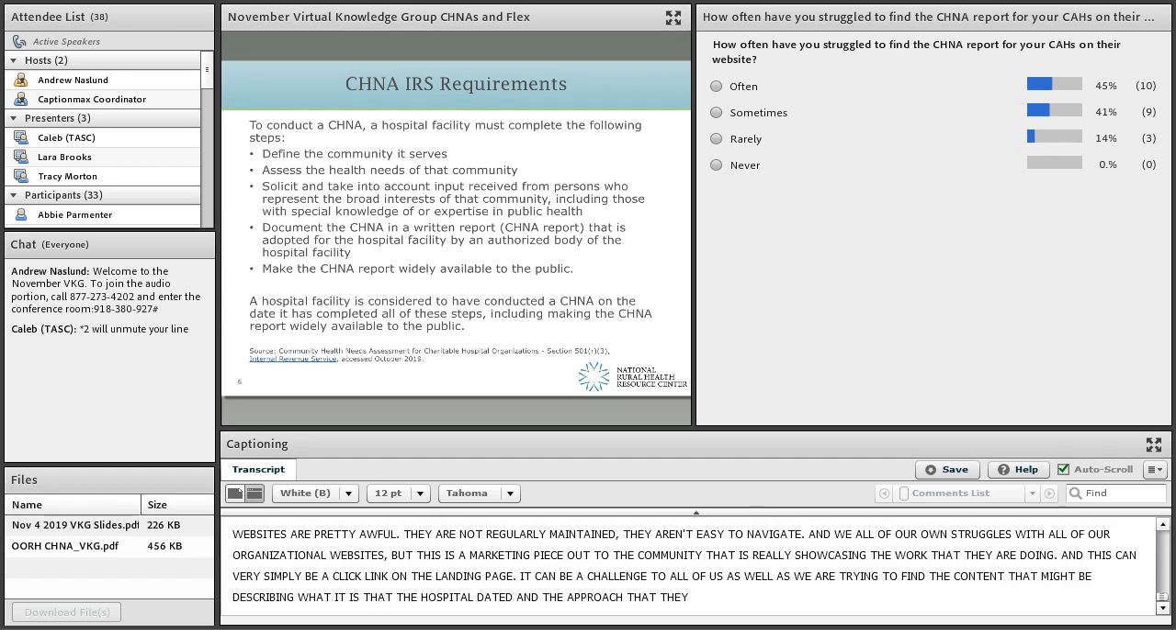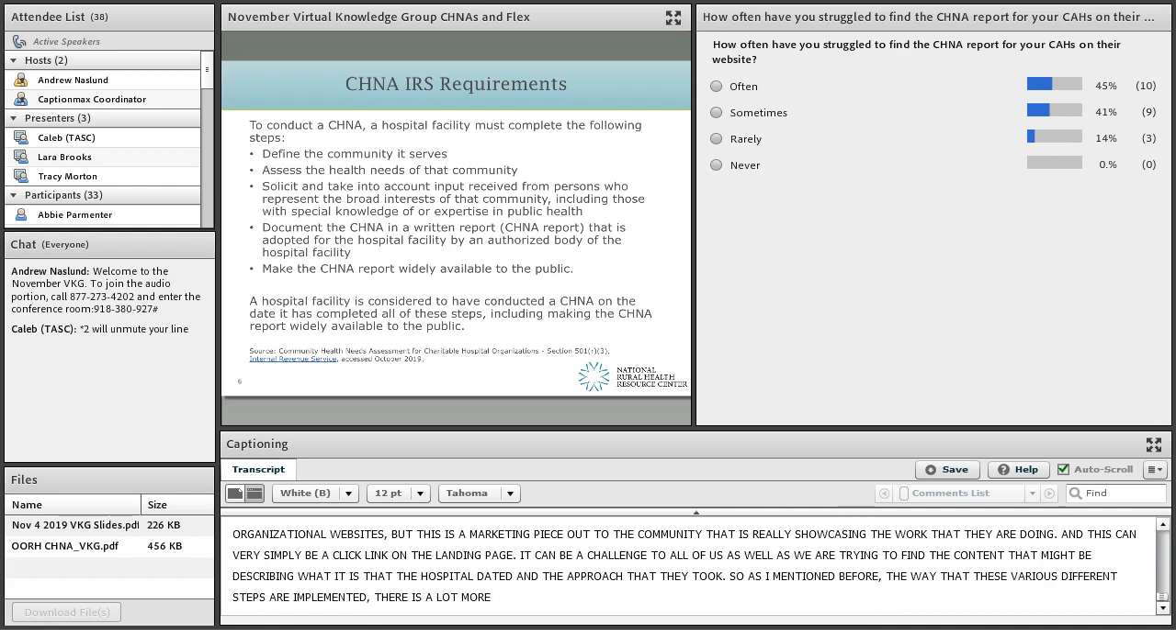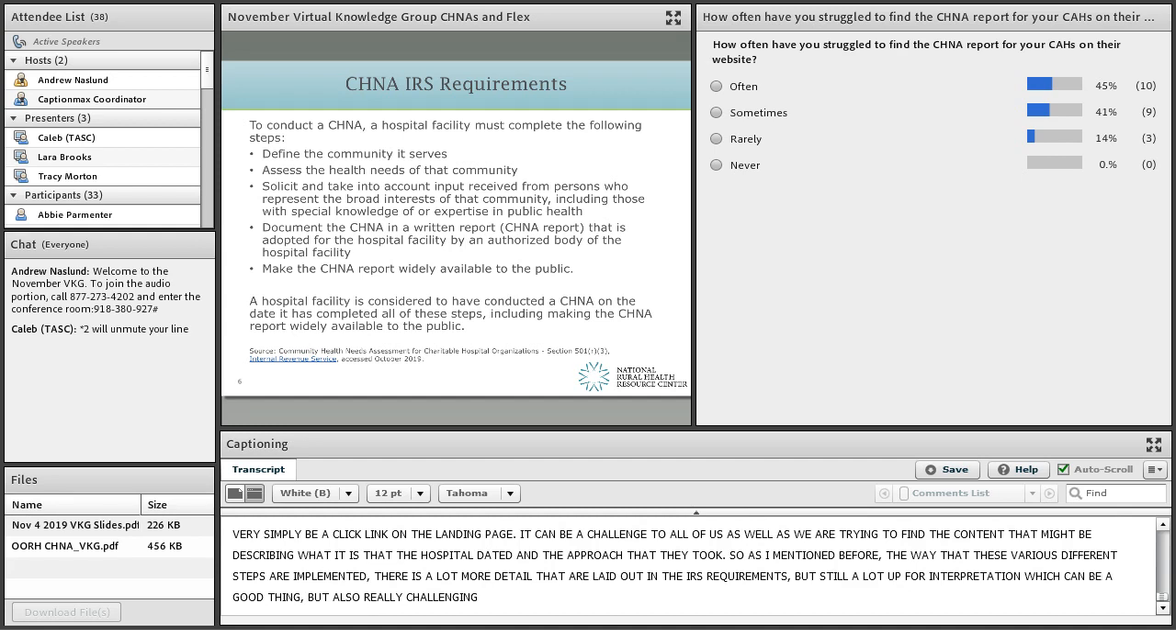But this is a marketing piece out to their community that's really showcasing the work that they're doing. And this can very simply just be a quick link on their landing page. So this is an opportunity for sure, but it definitely can be a challenge to all of us as well, as we're trying to find the content that might be describing what it is that this hospital did and the approach that they took.